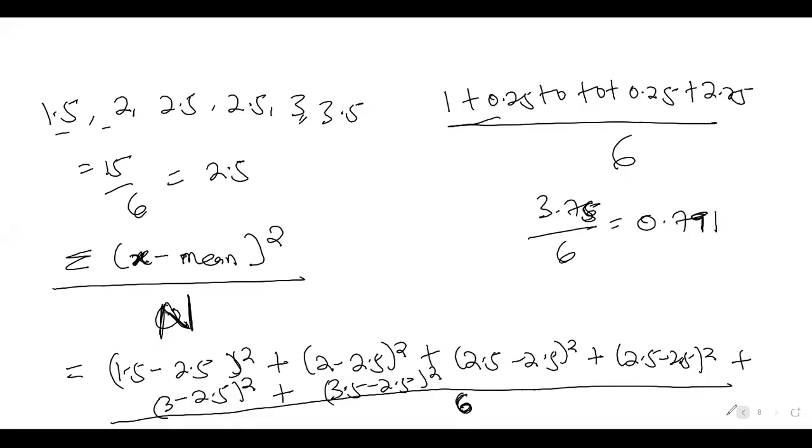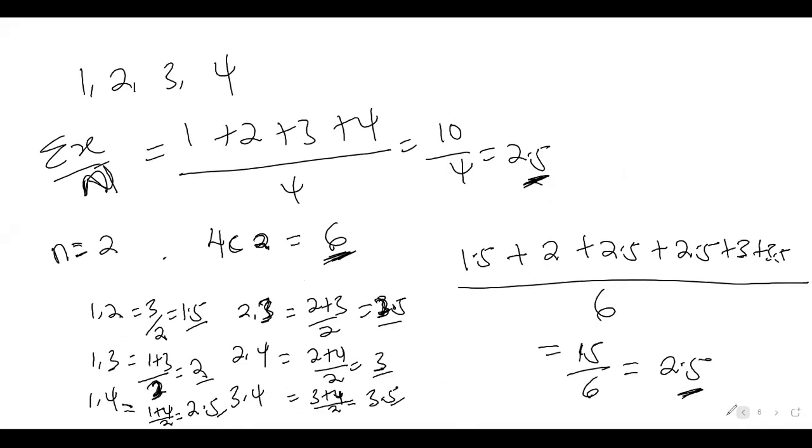Now let me take you back a little. This was the population. The population was 1, 2, 3, 4, and the population mean was 2.5. Now let's compute the population standard deviation. We should have done it earlier, but let's do it now.